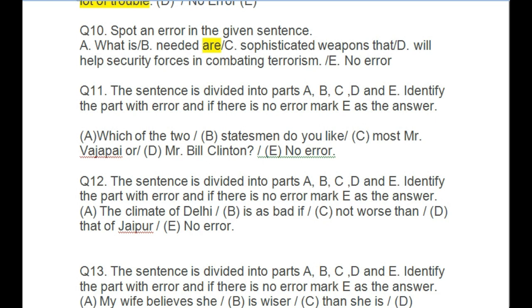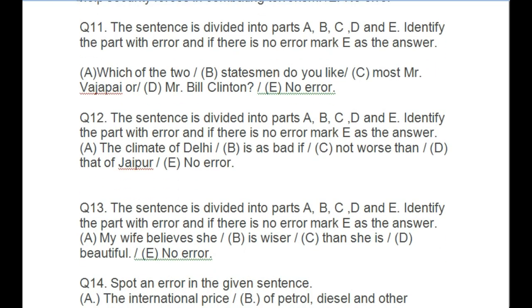Question number 11. The sentence again has five parts. Which of the two statesmen do you like most, Mr. Vajpayee or Mr. Bill Clinton? I'm sure you would say that the sentence is correct, right? Yes? Okay. So, which of the two statesmen, this is the objective case, do you like? Now the subject is "you". So which of the two statesmen do you, then like, verb, most.